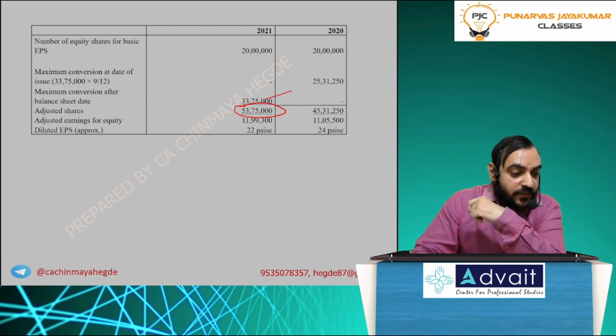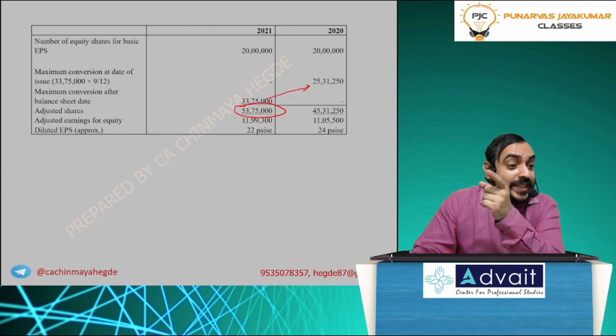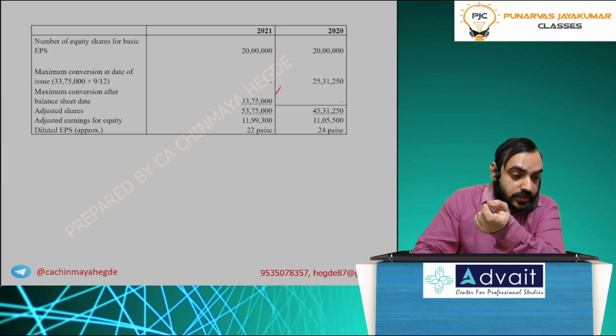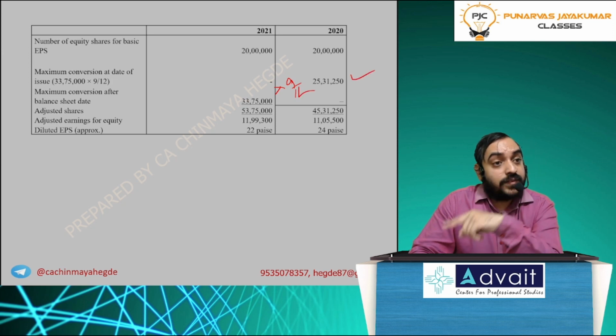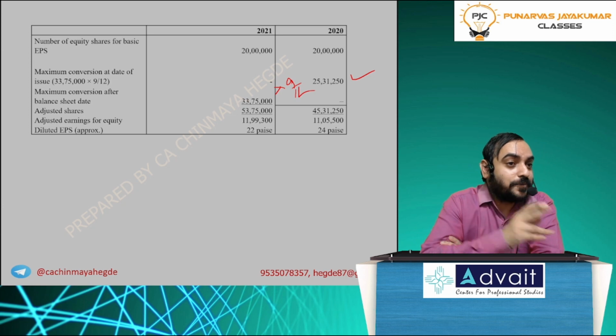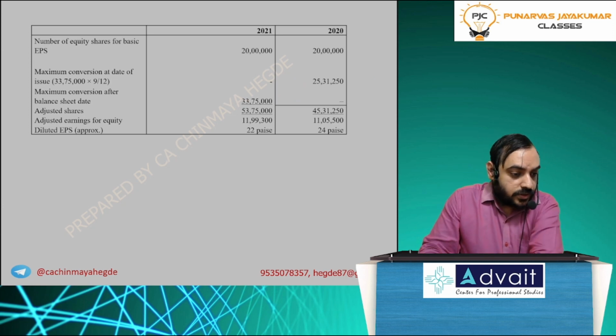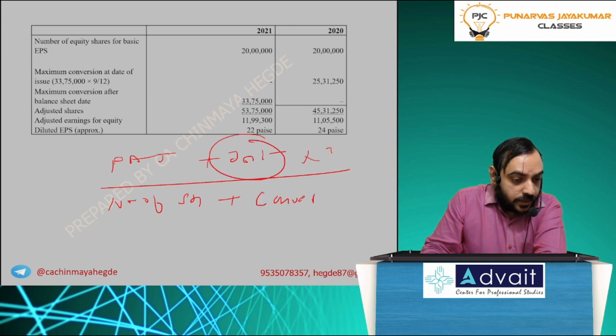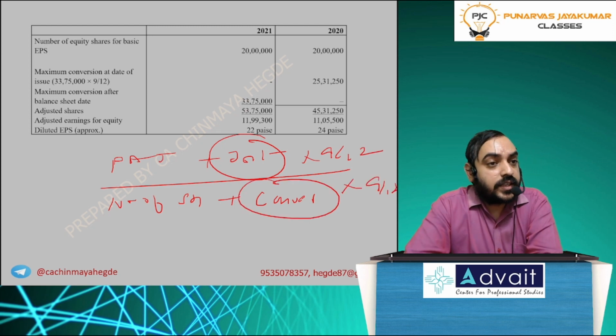For the previous year you should be careful. I will not take 33 lakh 75,000, because I took interest expense only for 9 months. The number of shares also should be for 9 months. So 33 lakh 75,000 into 9 by 12, because the previous year I paid interest only for 9 months. Number of shares also should be proportionate. What I'm trying to tell you is, when I do profit after tax plus interest, the denominator is the number of existing shares plus what is converted. When you take interest for only 9 months, the conversion also should be done for 9 months. That's what I was trying to refer to.